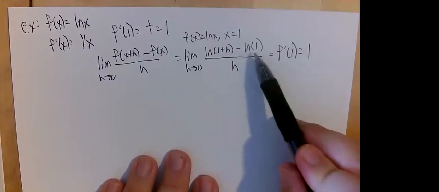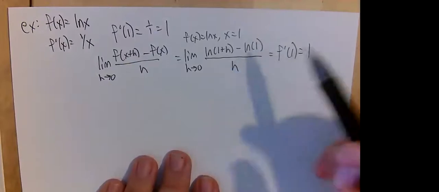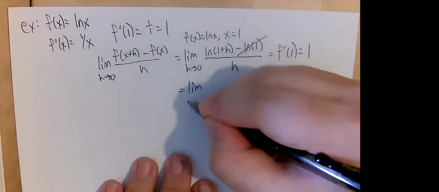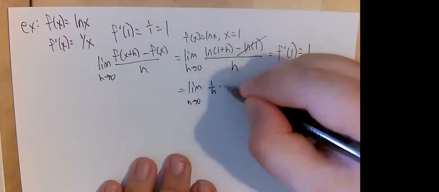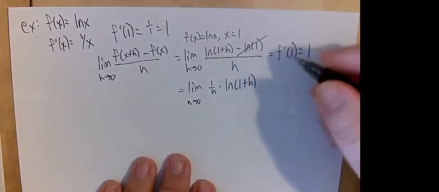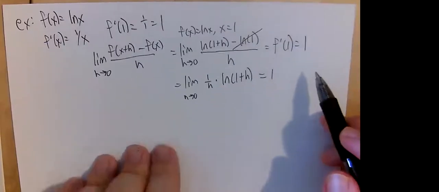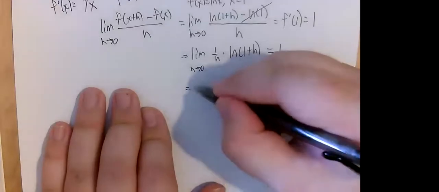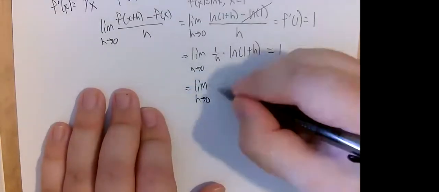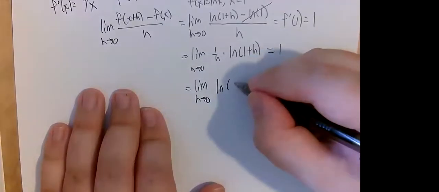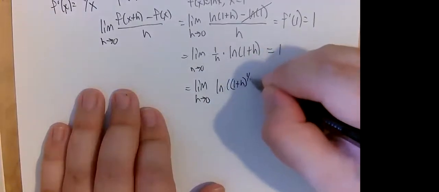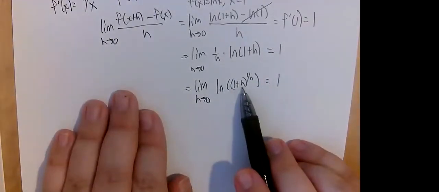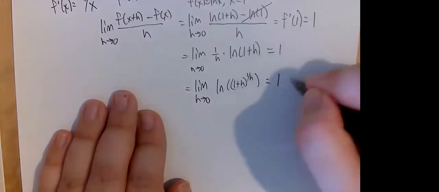Now, first of all, ln of 1 is 0. So we can get rid of this. We can just cross that off. Then we notice that we have the limit as h goes to 0 of 1 over h times ln of 1 plus h. And remember, this stuff is still equal to 1. Now, if we have a coefficient in the front, that could turn into an exponent here. So that's what I'm going to do here. And this kind of goes into my general advice that if we can use a log rule, it's probably a good idea to do so. So we have ln of (1 plus h) to the 1 over h is 1.